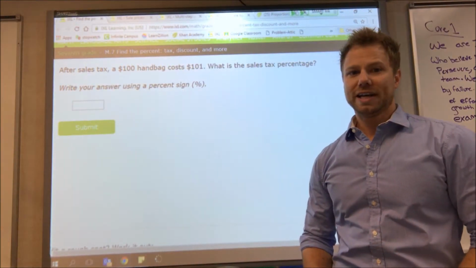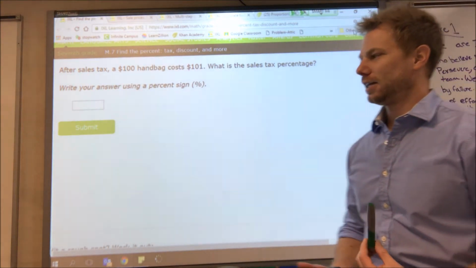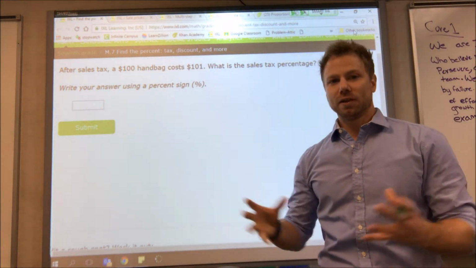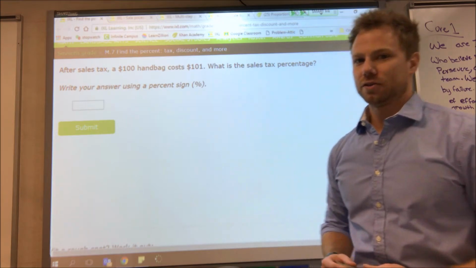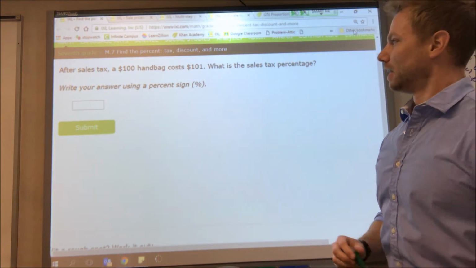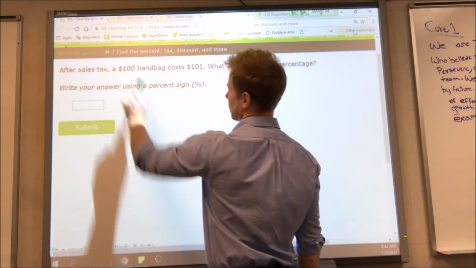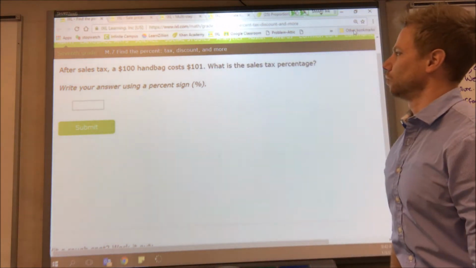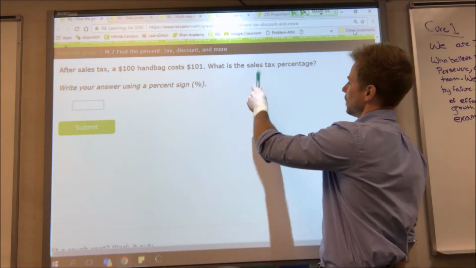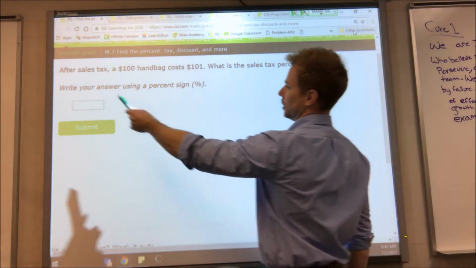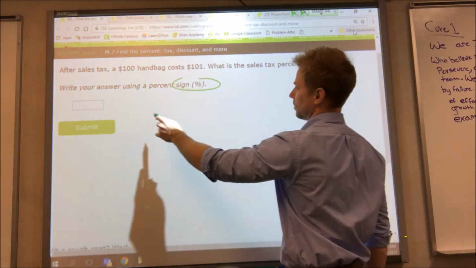We are starting our last standard in ratios and proportions today, and what we're doing is taking everything we learned about proportions and putting them into story problems. All right, so this problem says after sales tax, a $100 handbag costs $101. What is the sales tax percentage? Write your answer using a percent sign.